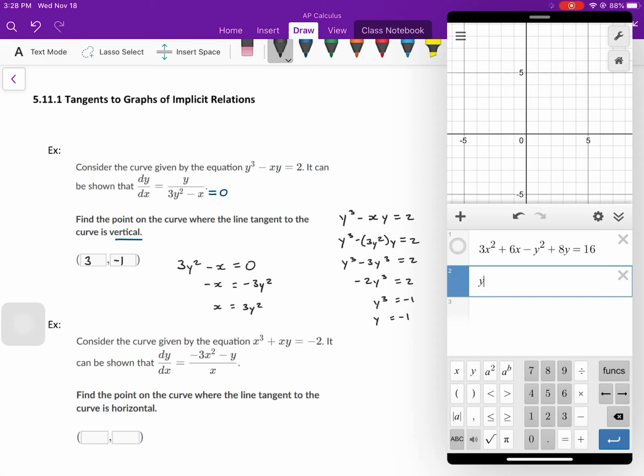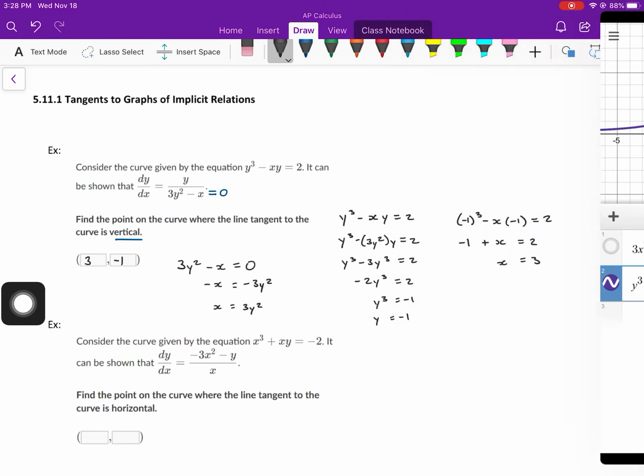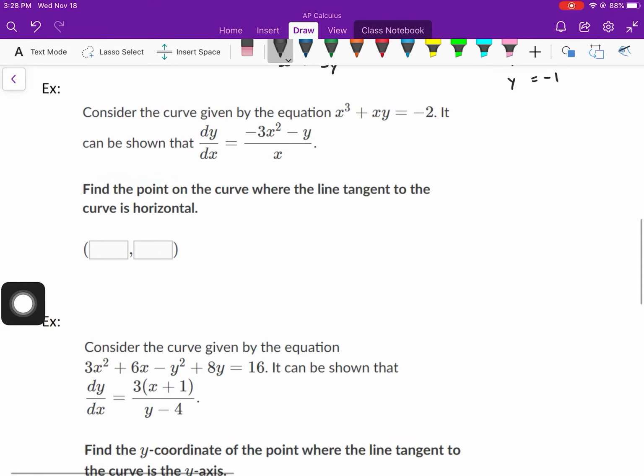And just to double check this, let's go ahead and graph this function. Let me turn that one off. We need that one later. And so 3, negative 1 would be right here. And you can see that would be a vertical tangent, wouldn't it? Through that curve there would be a vertical tangent. So good job. We got that one done.